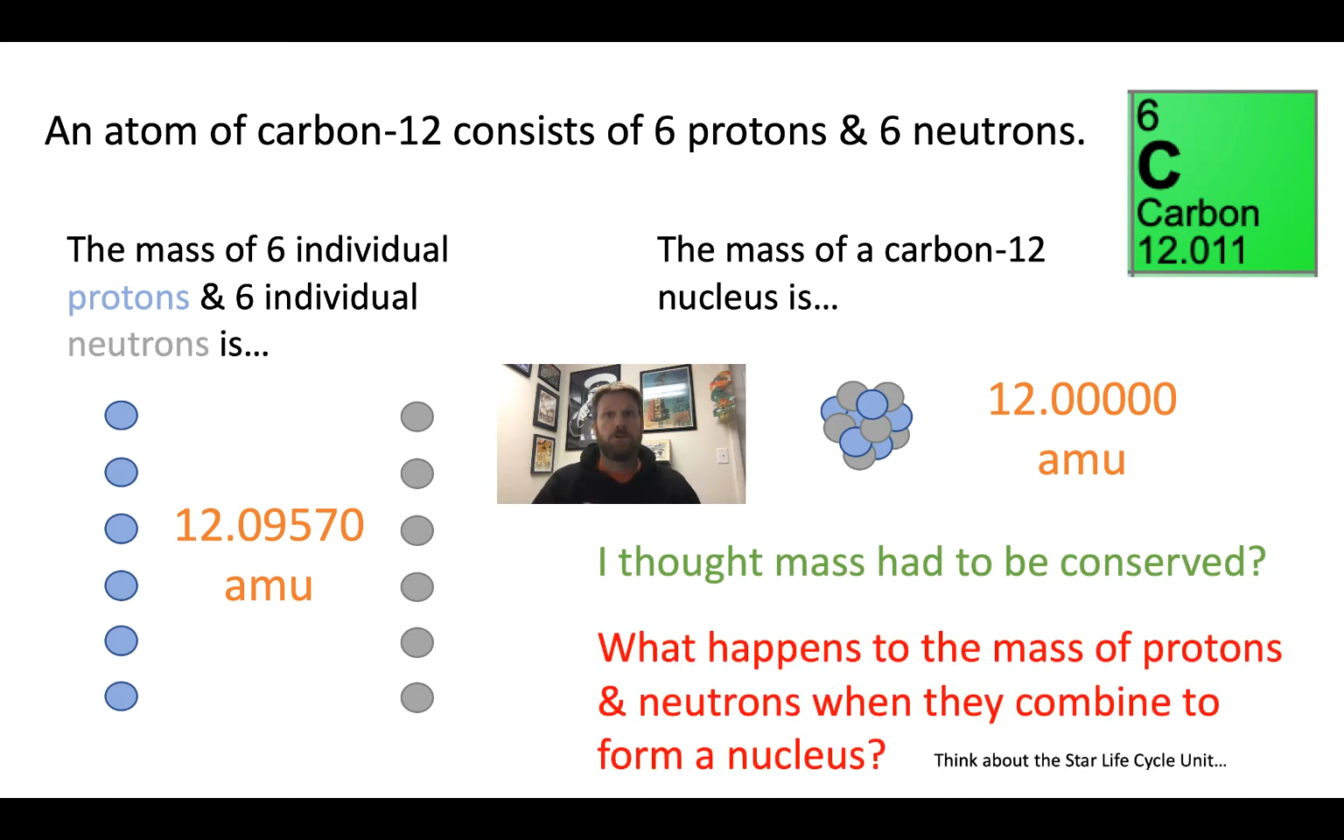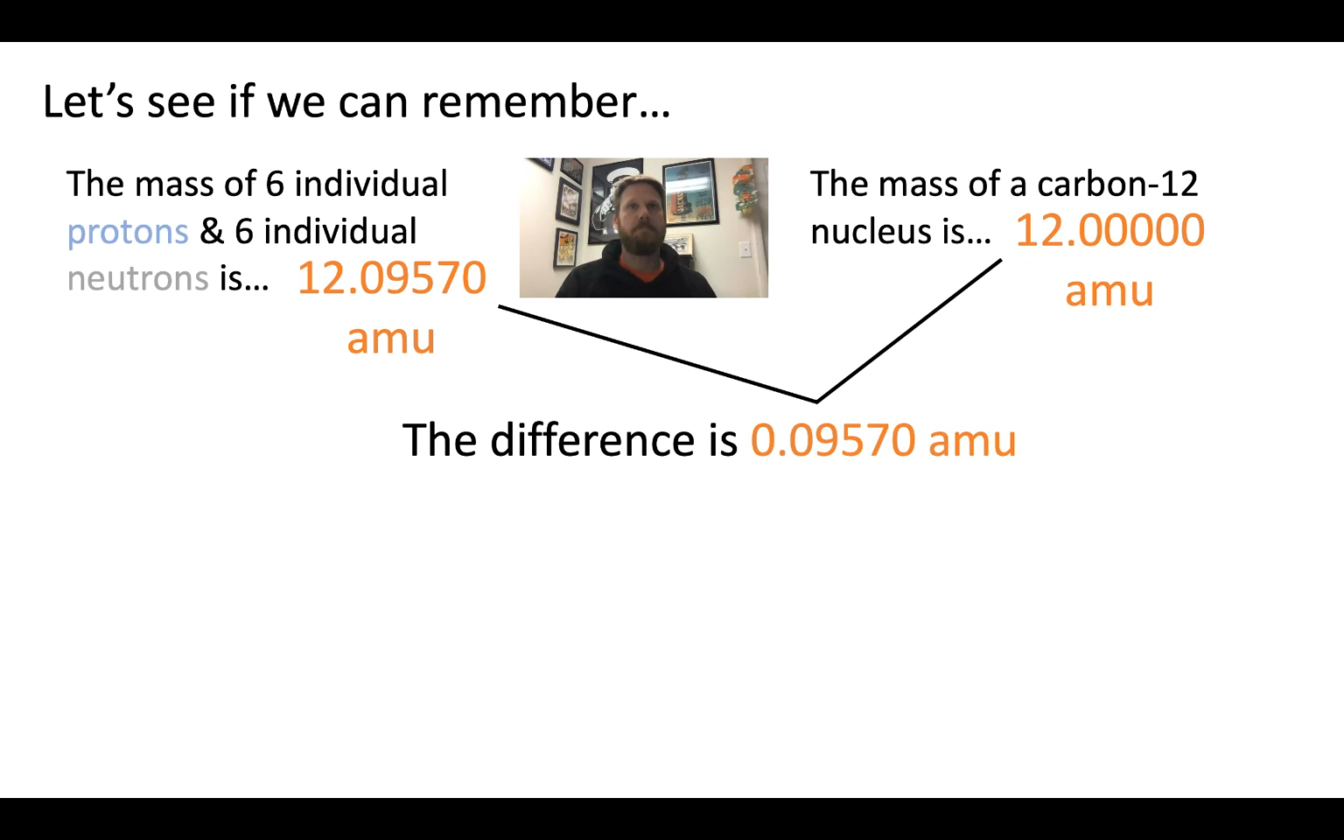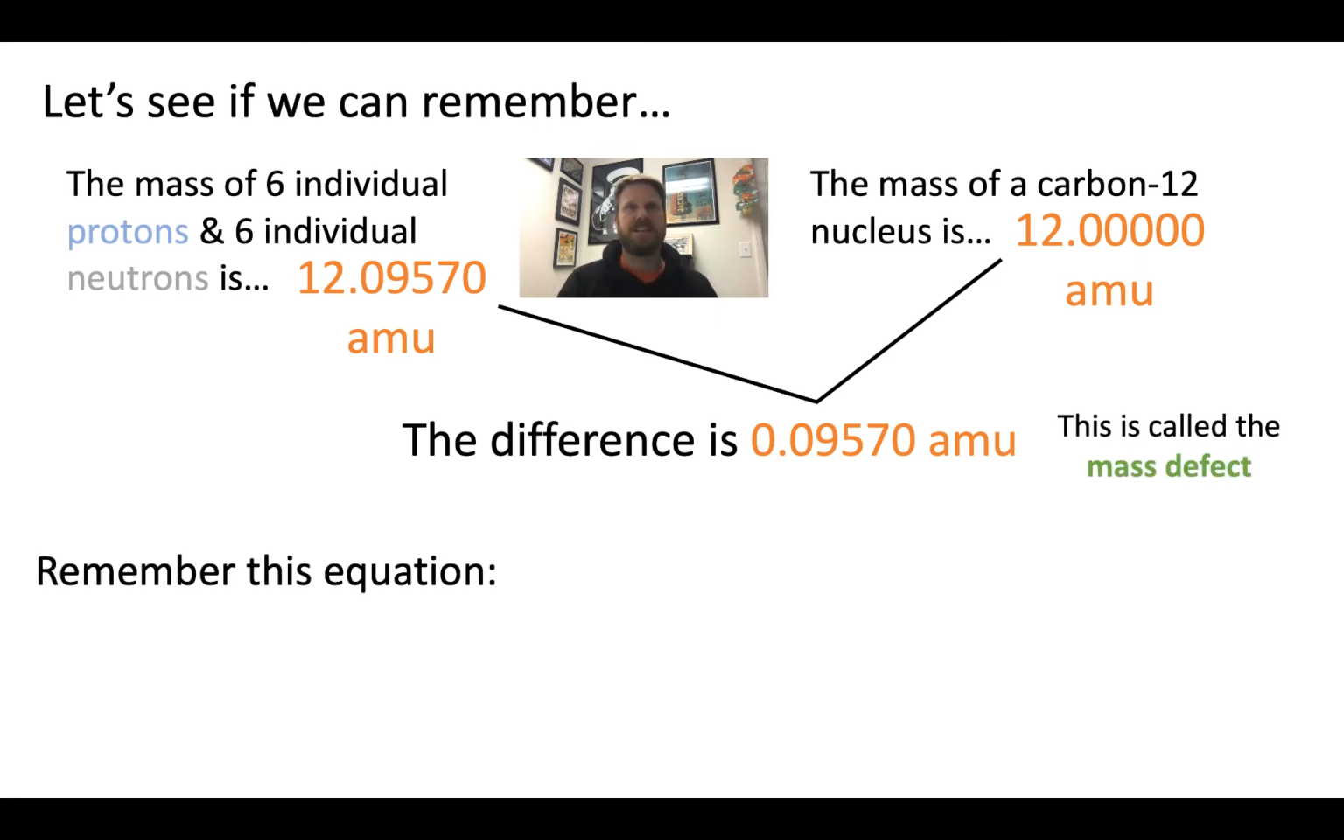Think back to the star life cycle unit. What happens to the mass during a nuclear process like the one that occurs in stars? Let's see if we can remember. The difference between the mass of the individual protons and neutrons and the mass of a carbon-12 nucleus is 0.09570 atomic mass units. This is known as the mass defect. This mass has to be accounted for because the law of conservation of mass is for real. Matter cannot be destroyed, or created for that matter.